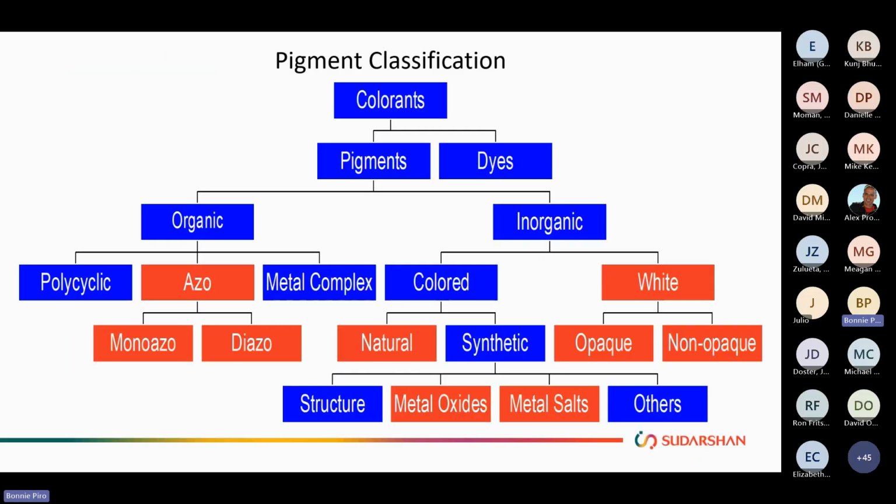So blue shows up in all spaces in the colorant world, both in pigments and dyes. From a pigment perspective, they are on the organic side as well as on the inorganic side. So there are a lot of spaces where you can pull a blue color from to be able to meet all of your application needs as well as your color needs.